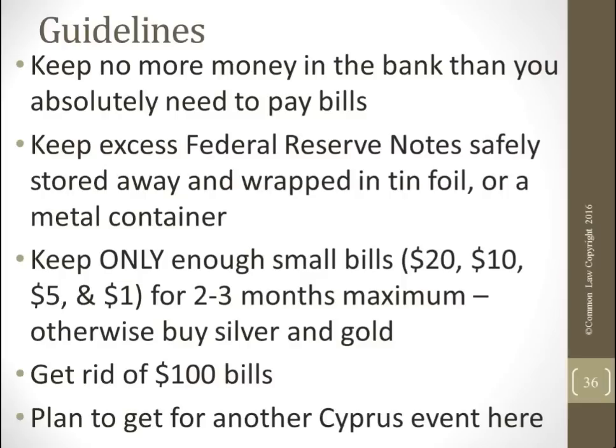You only really need 2 to 3 months maximum. Otherwise, I'd be buying gold and silver and Bitcoin. If you need more, you can always exchange the Bitcoin or the gold and silver back into Federal Reserve notes. When this stuff goes down and they devalue the dollar, the price of silver and gold are going to go through the roof. You're going to make some money there.